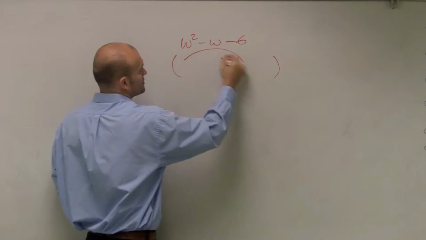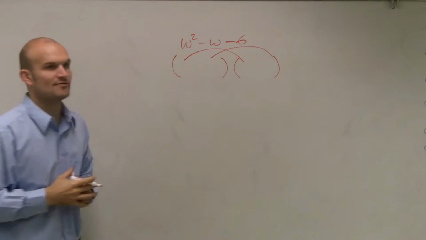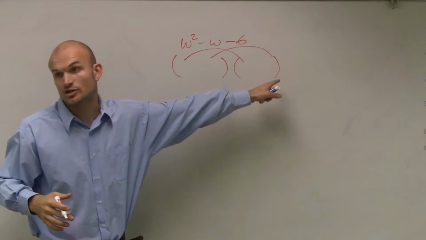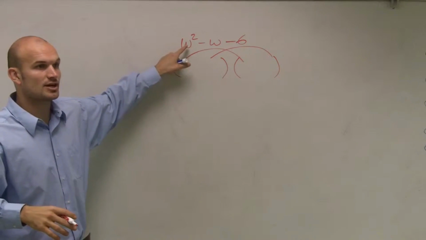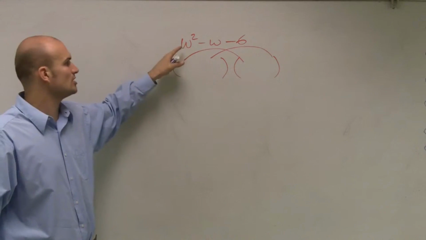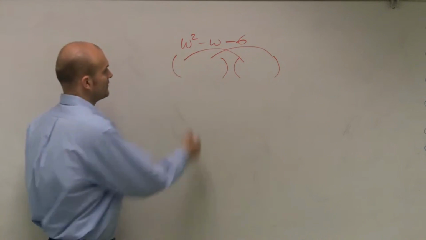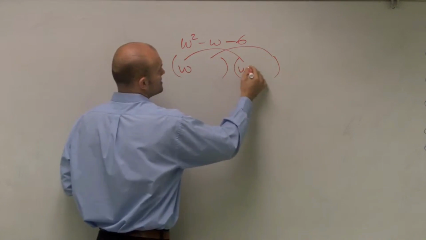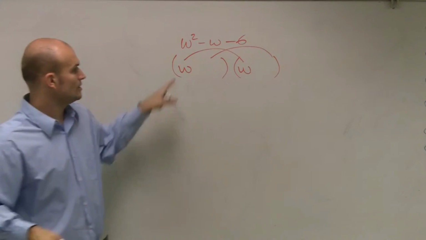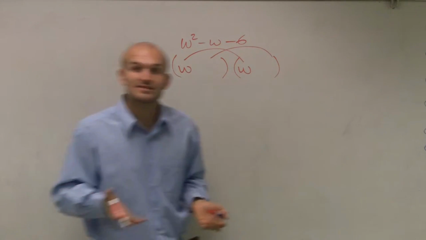Remember, when we FOILed, we multiplied our first term times our first term and our last term times our last term, right? So we look at our first term, and what two numbers have to multiply to give us w squared? Well, for this problem, it's just going to be w times w. Now we need to look at what two numbers are going to multiply to give us negative 6.